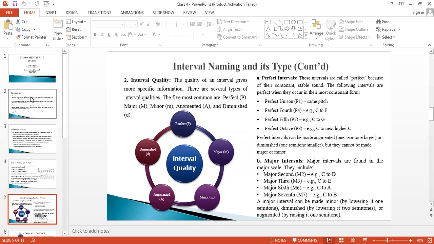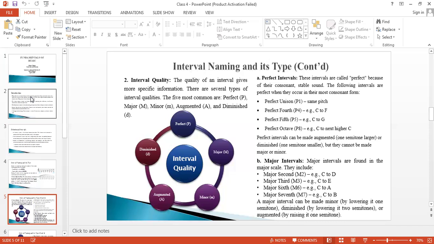Talking about the perfect interval, these intervals are called perfect because of their consonant stable sound. We have the following intervals which are perfect when they occur in their most consonant form: the perfect unison, same pitch, the perfect fourth, which is C to F, the perfect fifth, which is C to G, and the perfect octave, which is C to the next higher C.